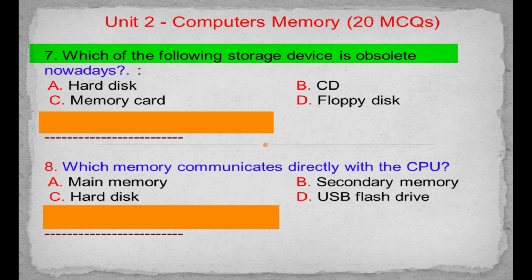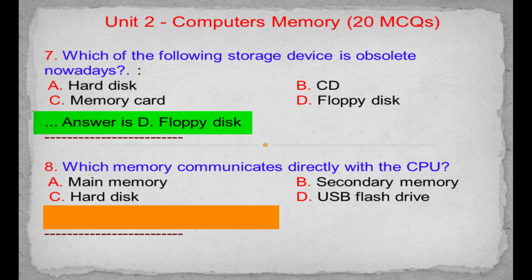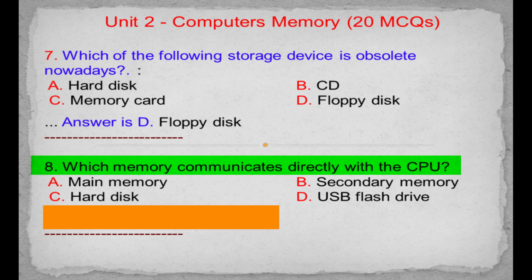MCQs number 7. Which of the following storage device is obsolete nowadays? Option A. Hard disk. Option B. CD. Option C. Memory card. Option D. Floppy disk. Correct answer is option D. Floppy disk.